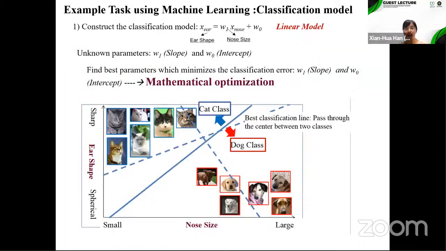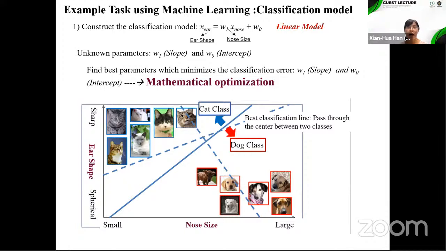So here is just a very simple example. For example, we assume we already extracted the ear shape and nose size as the features for representing the dog and the cat image. We only use these two-dimension features to distinguish or recognize the dog and the cat.